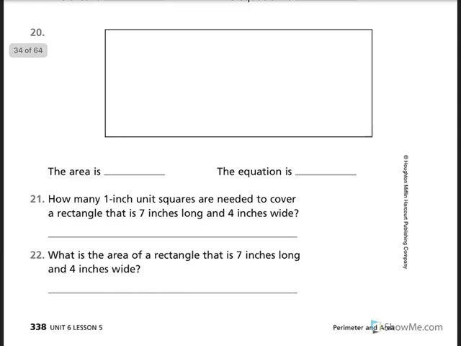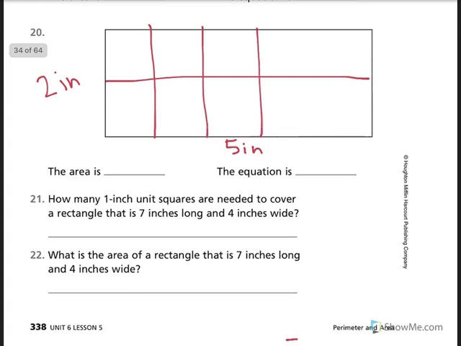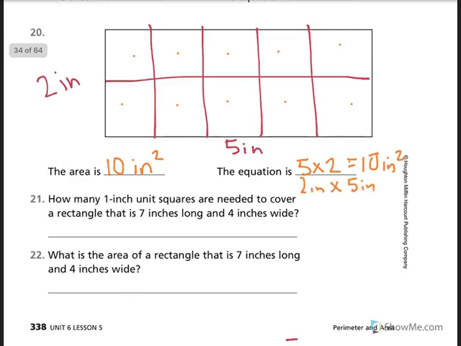All right, for this one, go ahead and lay out your squares. So for me, when I measured, I got 5 inches by 2 inches. So I'm going to just chop that freehand. Not bad, not bad. And then 1, 2, 3, 4, 5. So let's count those squares. Let's see, 1, 2, 3, 4, 5, 6, 7, 8, 9, 10. It's 10 inches squared. And the equation, you could either do 5 times 2, and that's 10 inches squared. Or you could do 2 inches times 5 inches, and that's still 10 inches squared.